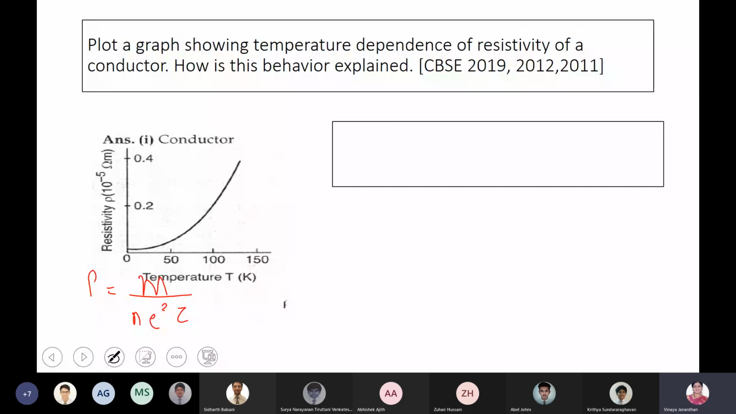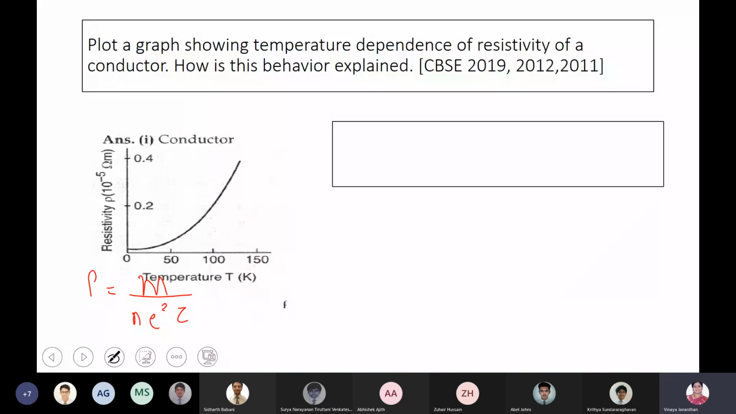Now you know resistivity is equal to m by ne squared tau. What happens when the temperature is increased? These electrons will gain more speed and then immediately collide with the atoms. Collisions will take place in a shorter time, which means tau will decrease. When temperature increases, all your electrons gain speed, so the time taken for collision, that is relaxation time, will decrease. When tau decreases, rho is going to increase.